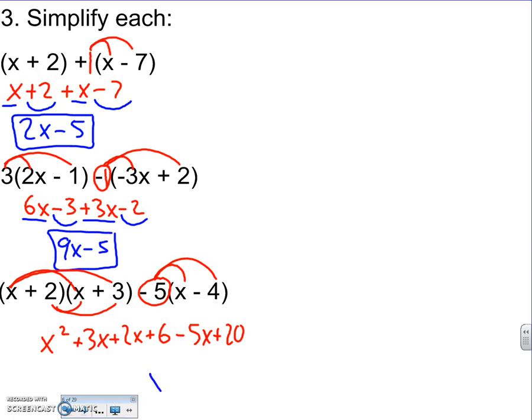So let me see. That's only x squared. It stays x squared. Here's x, here's x, here's x. So I'm going to order 3 plus 2 is 5. 5 minus 5 is 0. So 0x cancels out. And then here's plus 6 plus 20 is plus 26. So those x's happen to cancel out. Usually they don't, but for here they do.